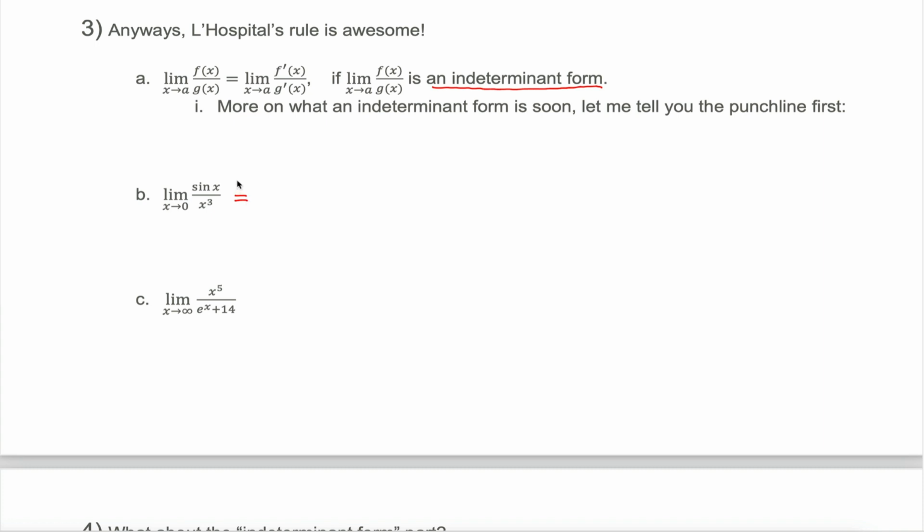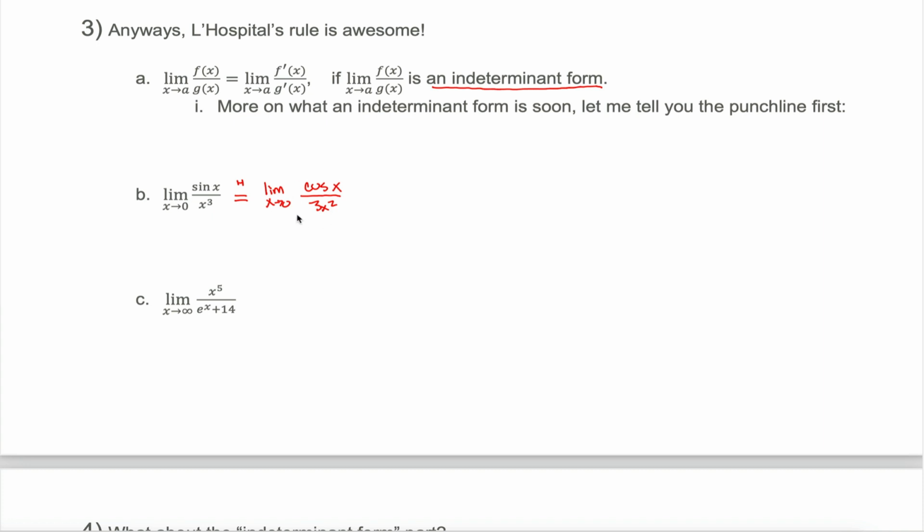This is equal to, and sometimes people put a little h on top of the equal sign to signify that they're using L'Hopital's rule to come up with this equivalence. It's equal to the same limit, the limit as x approaches 0. But instead of looking at sine of x divided by x cubed, we look at the derivative of sine of x, which is cosine of x, divided by the derivative of x cubed, which is 3x squared.